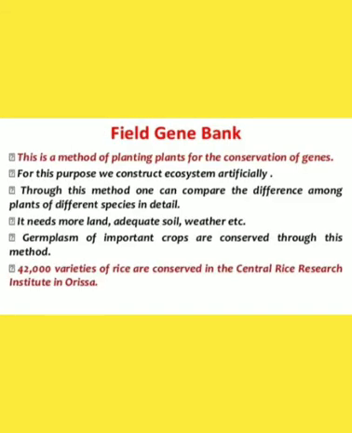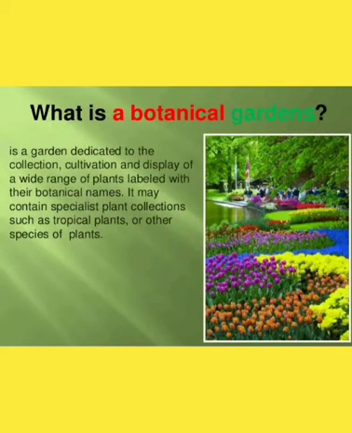Next is field gene bank. Genetic variability can be preserved by field gene bank under normal growing condition. Next one is botanical garden. So it is a garden dedicated to the collection, cultivation and display of a wide range of plants labeled with their botanical names.